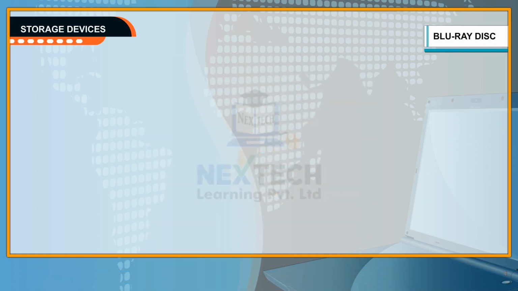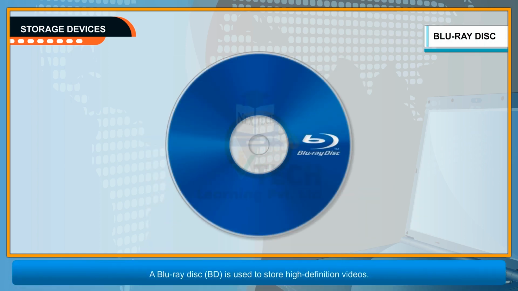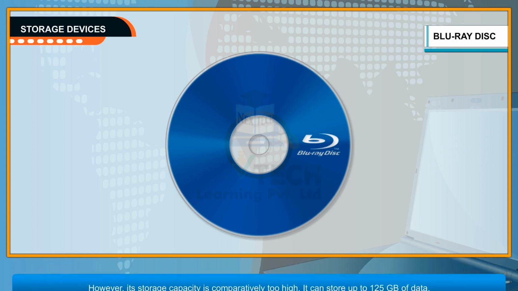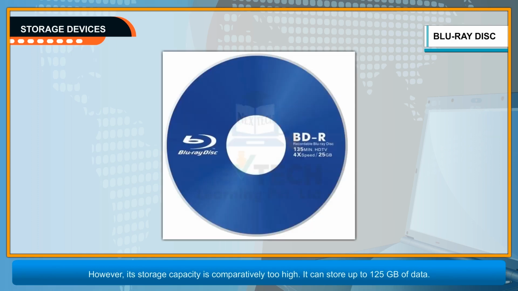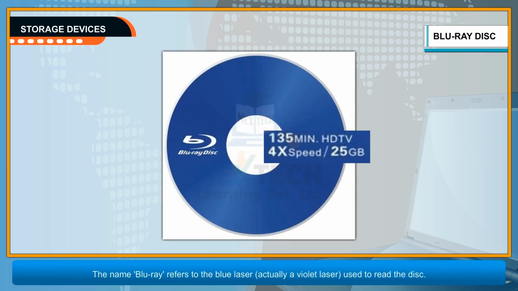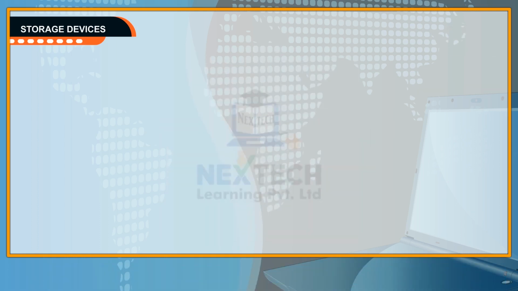Blu-ray disc. A Blu-ray disc, BD, is used to store high-definition videos. Gamers often use it. Blu-ray discs look similar to CDs and DVDs. However, its storage capacity is comparatively very high. It can store up to 125 GB of data. The name Blu-ray refers to the blue laser, actually a violet laser, used to read the disc.